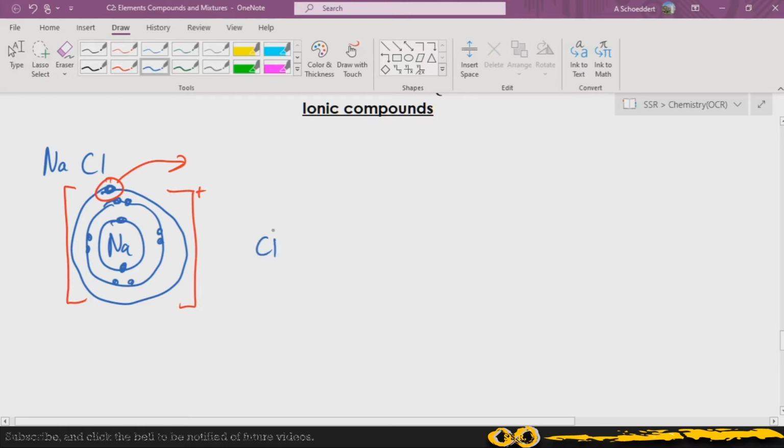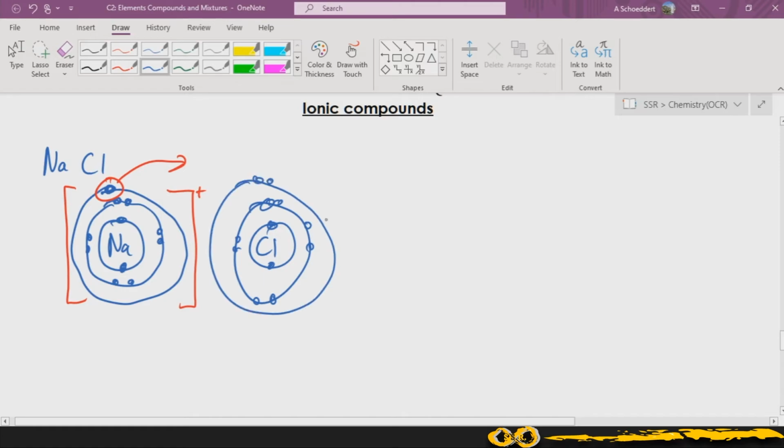Chlorine is very similar. Also in the third row, it has 2 electrons in its first shell, 8 electrons in its second shell. In chlorine's third shell, however, it has 7, meaning that it needs just 1 more electron, and it could get that from sodium. If it did, then chlorine would become charged negatively by 1, and then you have a positive charge and a negative charge, and so opposite charges attract and the compound is held together.